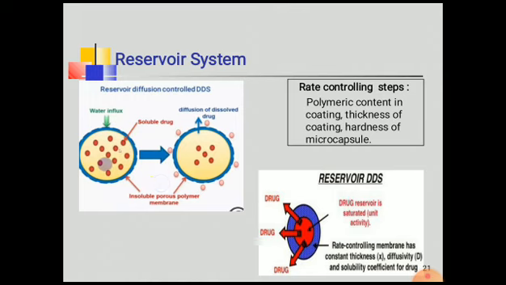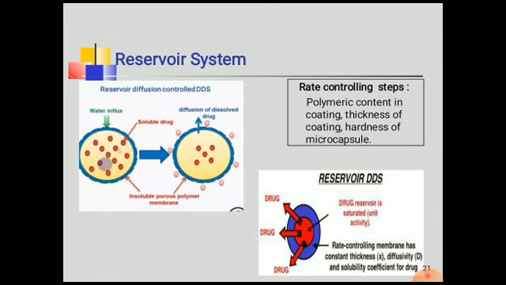pores. Water will enter, but this layer will not rupture because it is insoluble. So only through these pores will water enter. Once adequate water has entered, this water soluble polymer will start to dissolve slowly. Once all the polymer is dissolved, the drug particles will start to diffuse out from the reservoir system. So this is the mechanism.